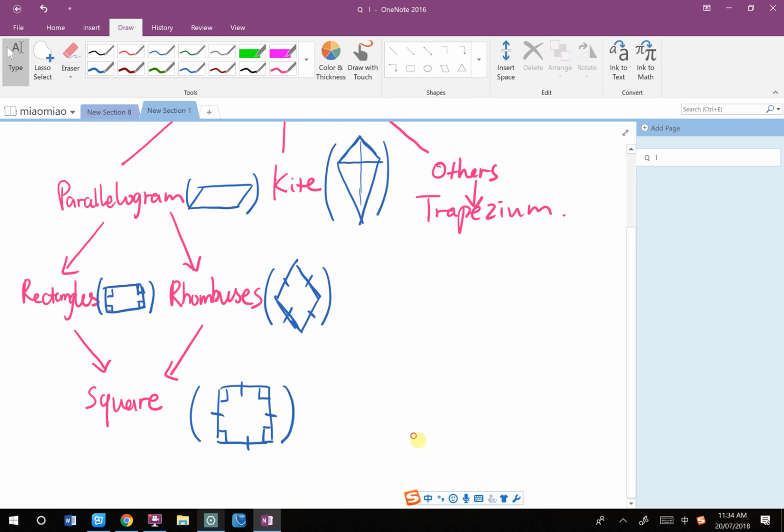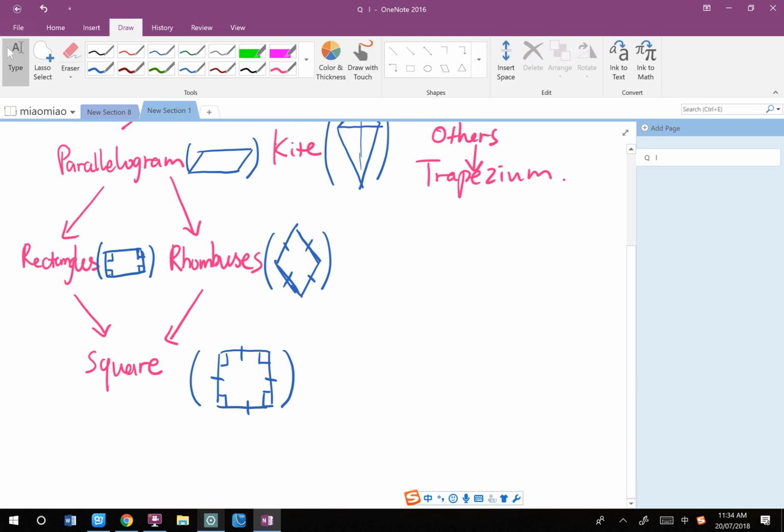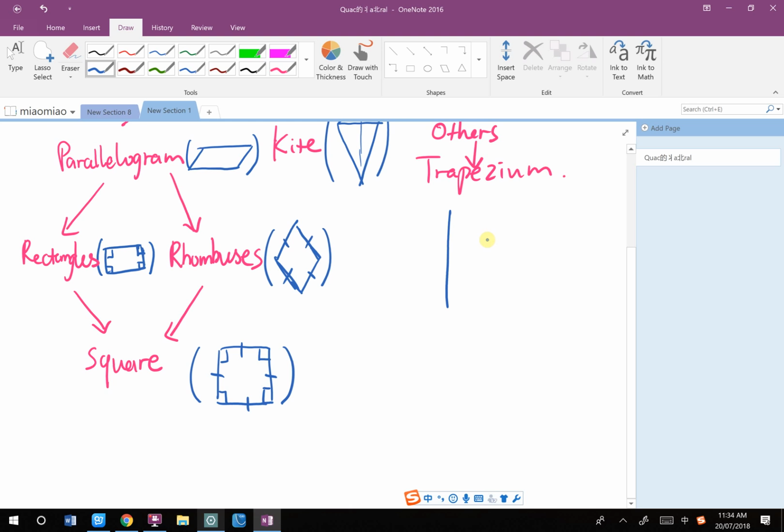Okay, last one is trapezium. Trapezium is with 1 pair of parallel lines only, and the parallel lines must be opposite to each other. So I can't have 2 pairs of parallel lines. I can only have 1 pair of parallel lines. And they are not the same side. Okay, they are parallel lines, right? Those 2 are parallel lines.